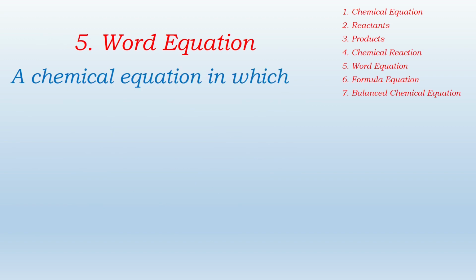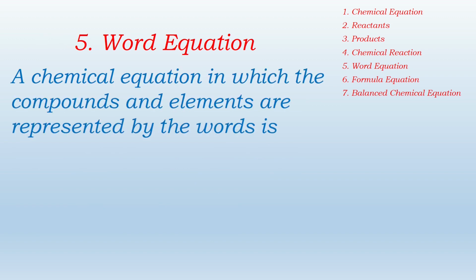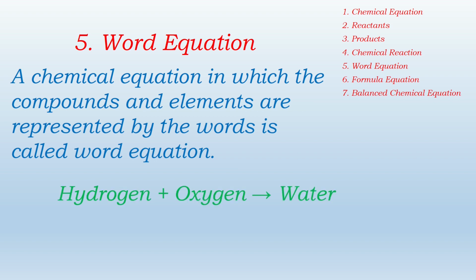Word equation. What is it? A chemical equation in which the compounds and elements are represented by words is called word equation. In the same chemical reaction, look at this. When hydrogen reacts with oxygen to form water, all these elements and compounds are represented by words. Hydrogen is a word, oxygen another word, water another word. This type of representation of a chemical equation is called word equation.